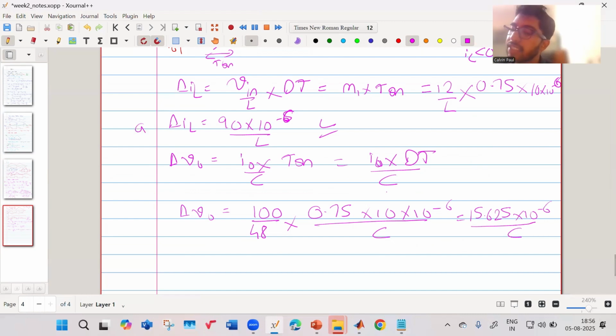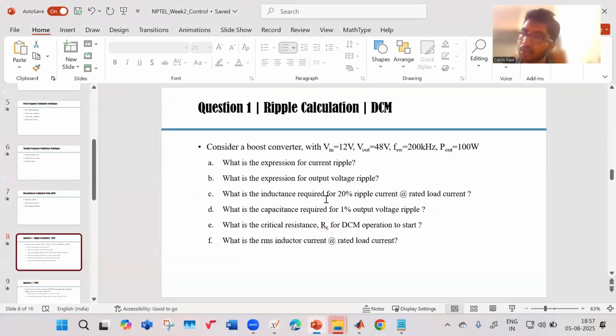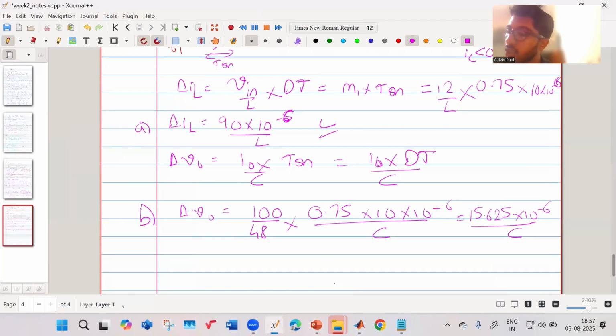Okay, we got the A part is done, the B part is done. Very good. Now let's go to the C part. The C part, they're saying is what is the inductance required for 20% ripple current at rated load current. You want 20% current ripple at the rated load current. So what is our rated load current? Our rated load current I naught is 100 upon 48. What is that? 2.0833. So that is 2.0833 ampere.